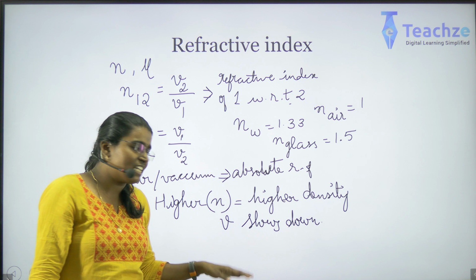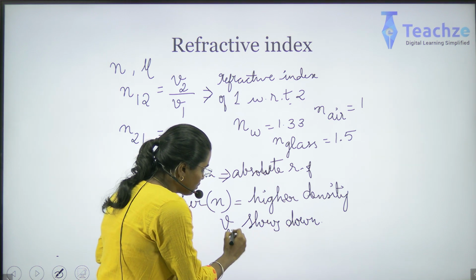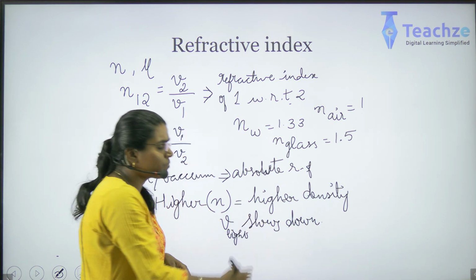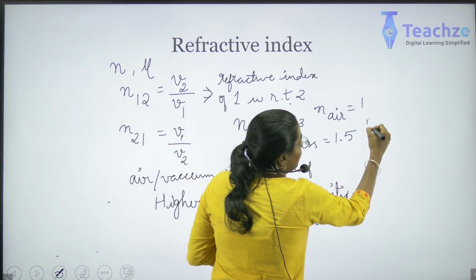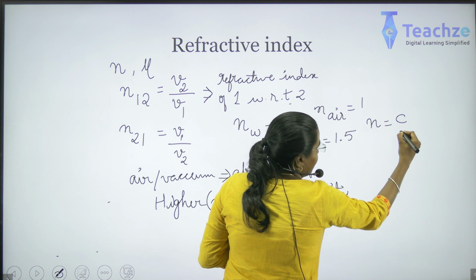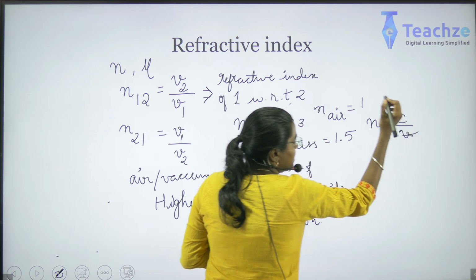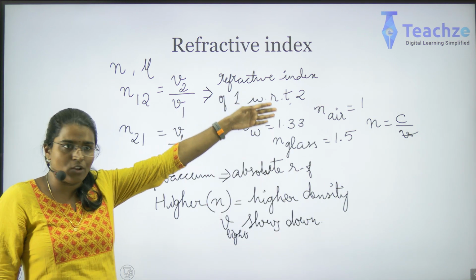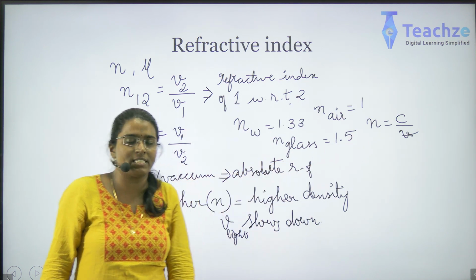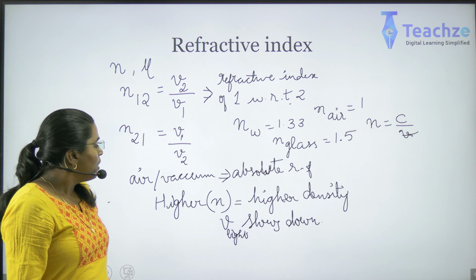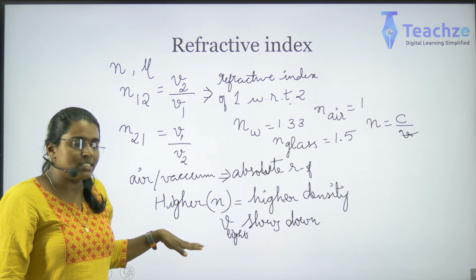Velocity of light slows down. We can also write this refractive index as C by V. N is equal to C by V, with respect to air or vacuum and the velocity of light in that medium. Okay. So I hope you're clear with this.